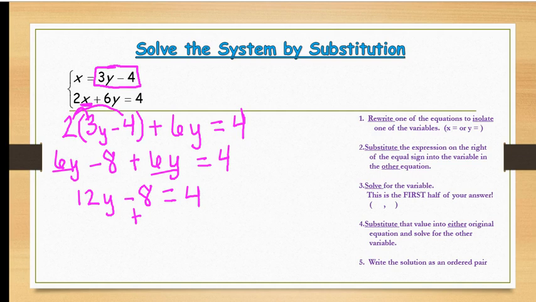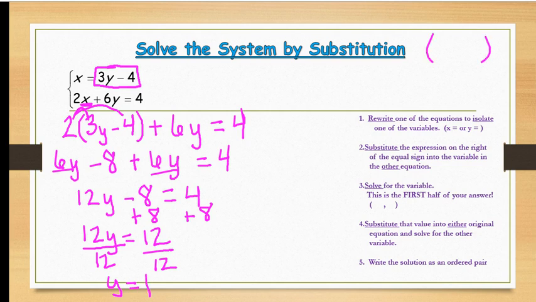I need to add 8 to both sides to isolate my y term. So I'm going to have 12y equals 12. And then I will divide by 12 on both sides to solve for y. And so y is going to equal 1. Okay, well, there's the y part of my solution. It's 1.